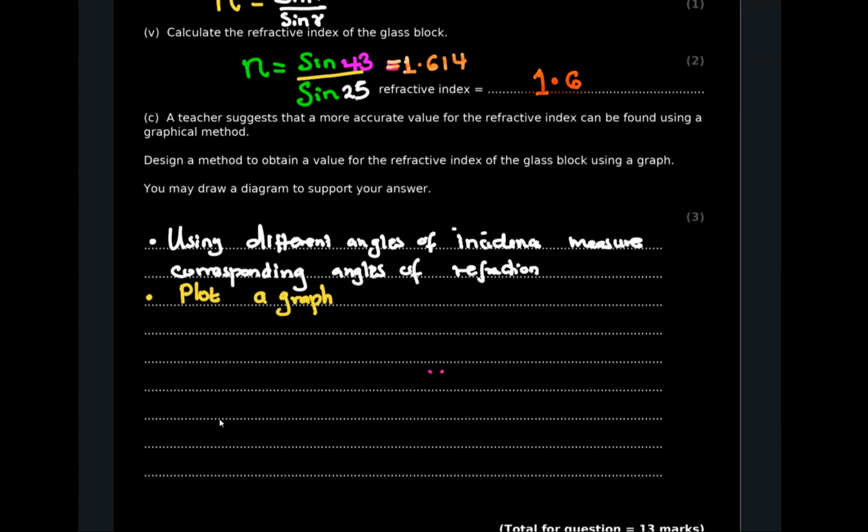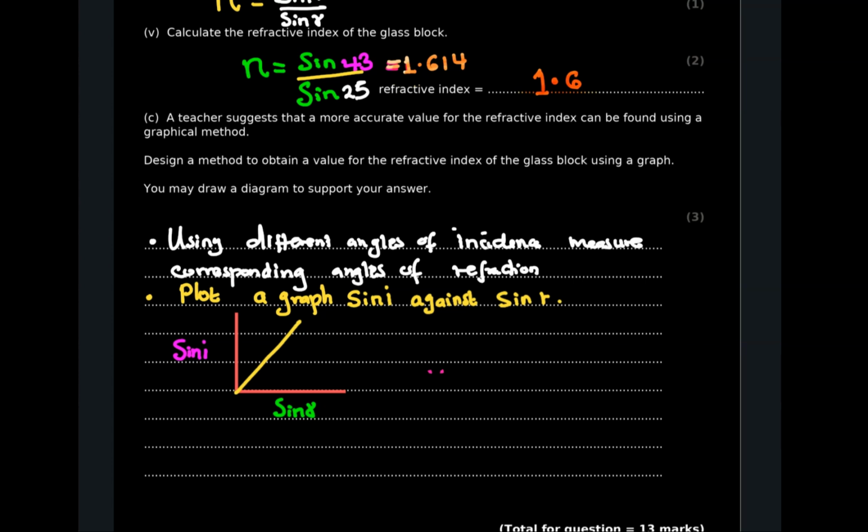Next step is plot a graph of sine i against sine r. Now after you have gotten pairs of angles of incidence and angles of refraction, you are going to find sine i, you are going to find sine r in a table, and then you shall plot a graph of sine i against sine r. Then you see here we are going to get a straight line graph. This straight line graph indicates that as the angle of incidence increases, the angle of refraction also increases.